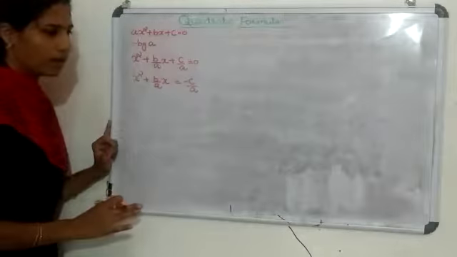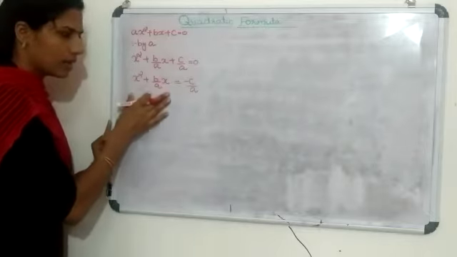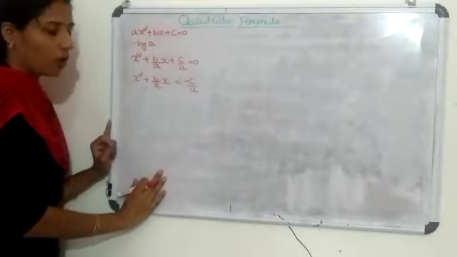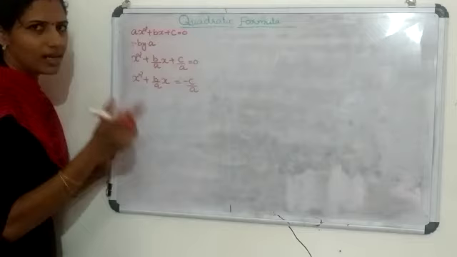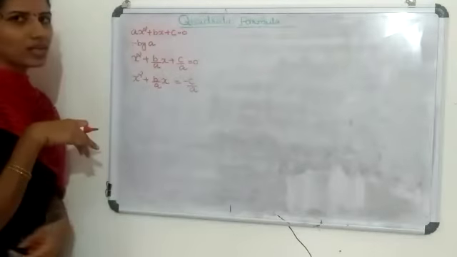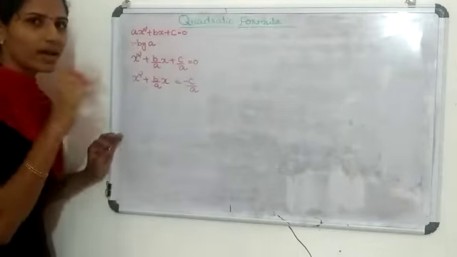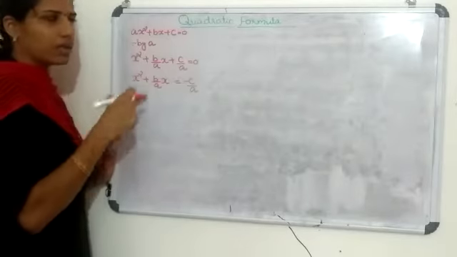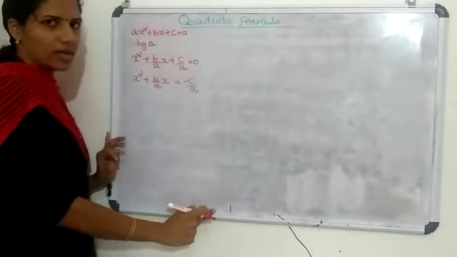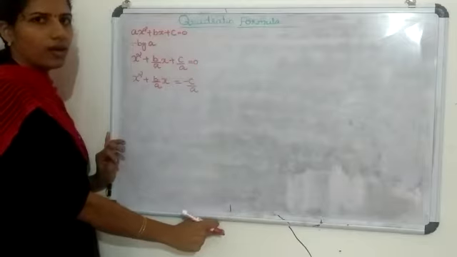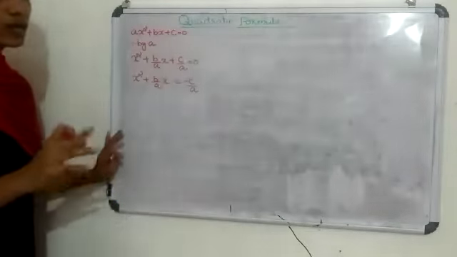Is this clear now? Now we need to make it into our identity form, a plus b whole square form, which we learned in our completing the square method. That's why I thought that without knowing that method we cannot generate the quadratic formula. For that I taught you completing the square.